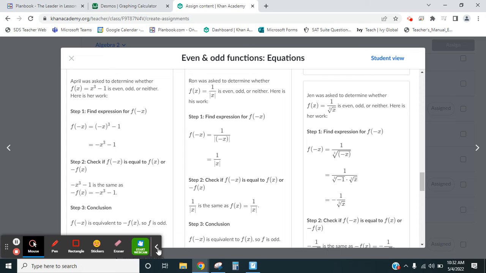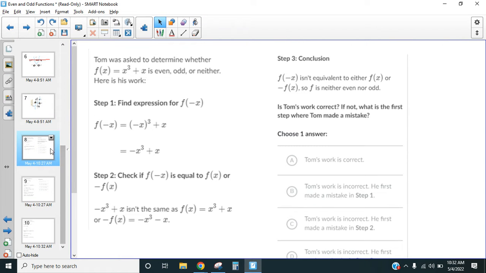All right, so let me do 3 of them super quick. Here you go. Don't just click through to find the answer just to get it done. You need to understand. All right, so here's the first one. Tom was asked to determine whether this is even, odd, or neither.